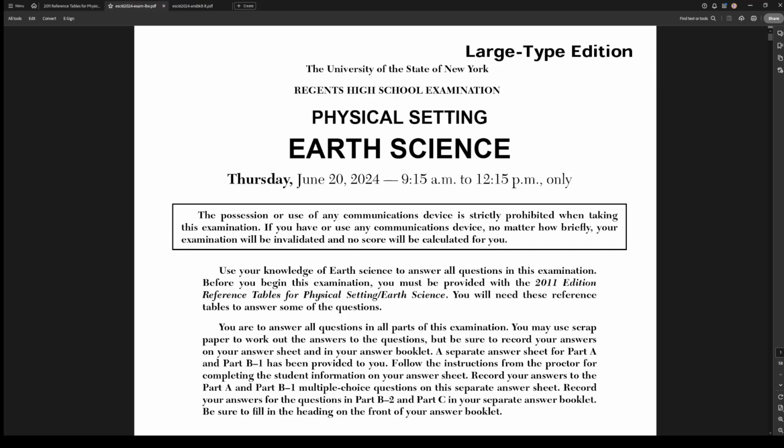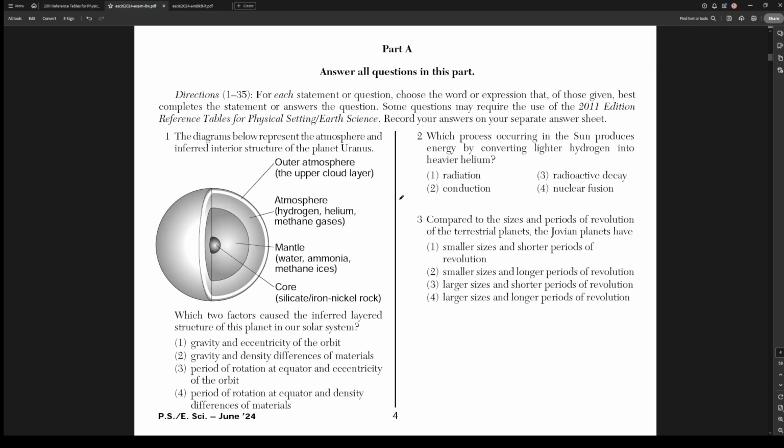Hello everyone, they finally released the June 2024 Regents, so I'm going to do it. Like always, you can follow along with me, you can do it first yourself, whatever you feel like. So here we go, June 2024. Let's see how it goes.